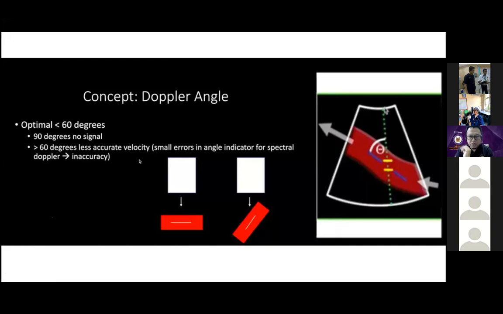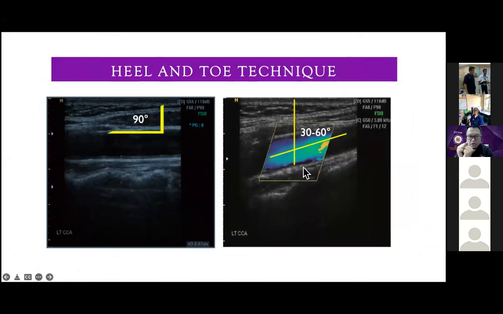I hope all of you understand this. So how do we get less than 60 degrees, how to get 30 or 60 degrees? One of the methods is called the heel and toe technique. Like we discussed earlier, if you put 90 degrees, you can't see any flow because the cosine is zero. But if you put the probe here and you press at either the heel or the toe of the probe, you might get the angle correctly. This is a simple technique. You press it a bit. In Kelantan they call it congek, I don't know. Not tilting, you rock the probe a little bit, either cephalad or caudal, so you might get this angle.